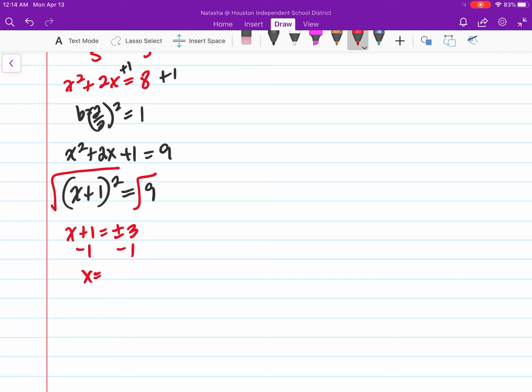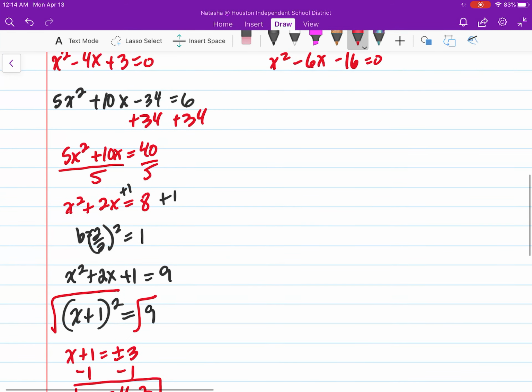That's going to give me x plus 1 is equal to plus or minus 3. So now it's just quite simple. Subtract 1, subtract 1. That's going to give me x is equal to negative 4 or 2.